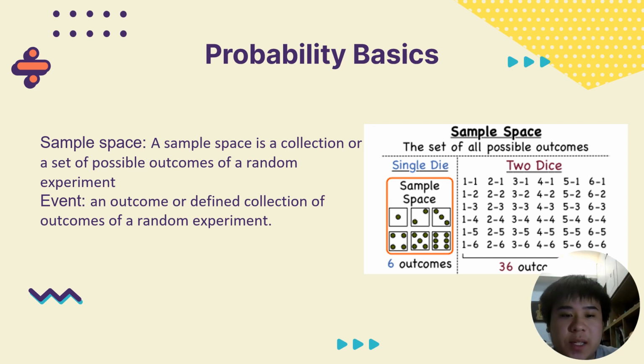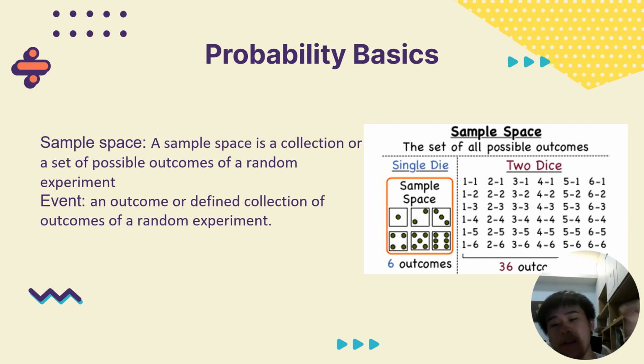Let's start with sample space. Sample space is the collection or set of possible outcomes of a random experiment. An event is an outcome or defined collection of outcomes of a random experiment. So let's look at the picture on the right side here. You have 2 dice. You roll them. The sample space is all of the possible outcomes you can get. There's a total of 36 outcomes.